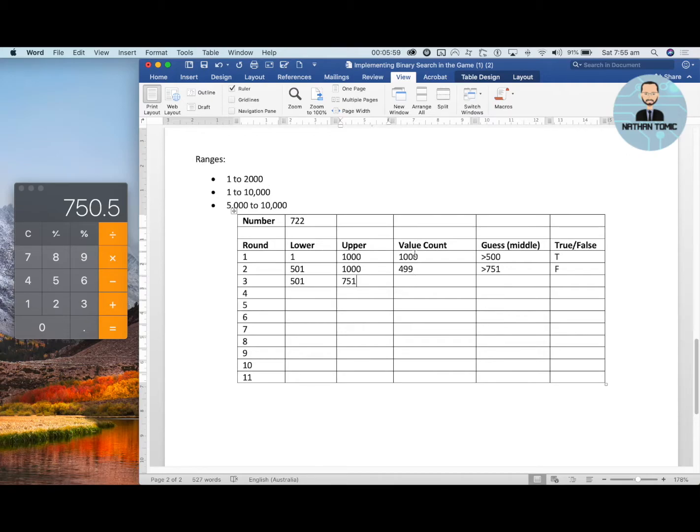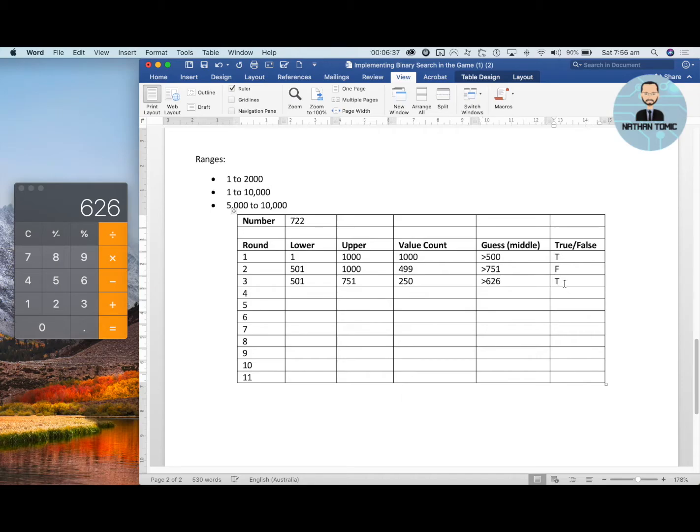So again, my value count. So to make my life easy, 751, my upper, minus 501, which is my lowest number, means I have 250 numbers left. Okay? To find my middle, again, I'm going to use my calculator. So I'm going to add 501 plus 751, my upper and lower numbers. And then I'm going to divide that by 2. And this time it does come out to a whole number. So I'm just going to say, is the number greater than 626? And again, 722 is greater than 626.